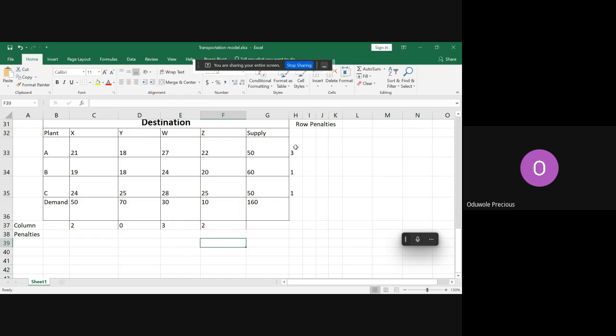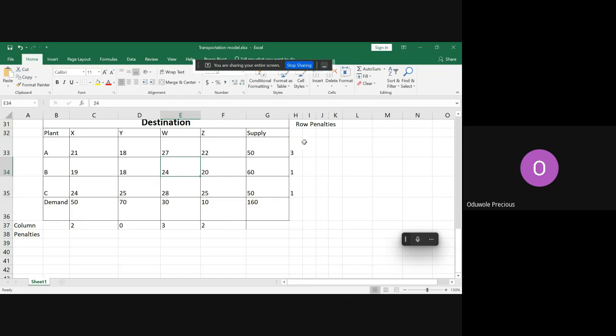But this 3, we have 3 here. We also have another 3 here. So the next question is, which 3 will you start to use? Is it the 3 that has the least cost? If we check this 3, what's the least in this one? 21, 18, 27, 22. So the least is 18. If we check the 3 here, what's the least cost here? It is 24, which means 18 is smaller than 24.